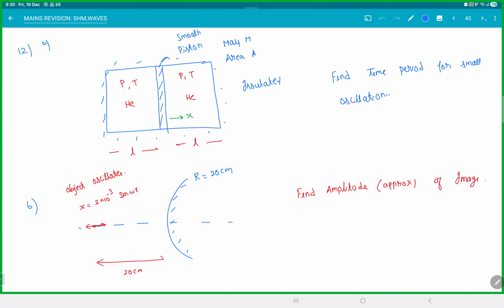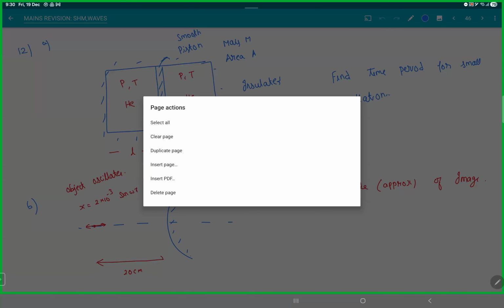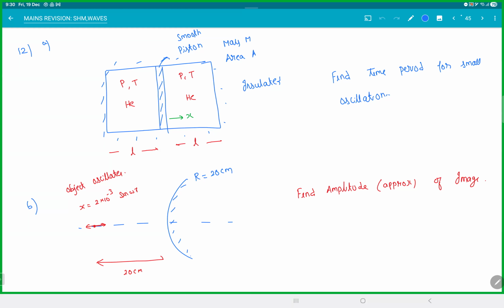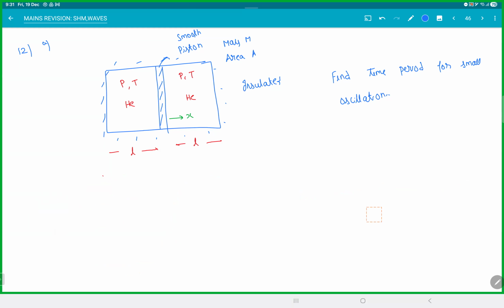How to do this thing? So displace it by X. Now, when you displace this by X, what happens? The pressure will change. What kind of process is this? This is an adiabatic process. So when you displace, this side will be L minus X and this side will be L plus X. This is an adiabatic process, PV^gamma is equal to constant.